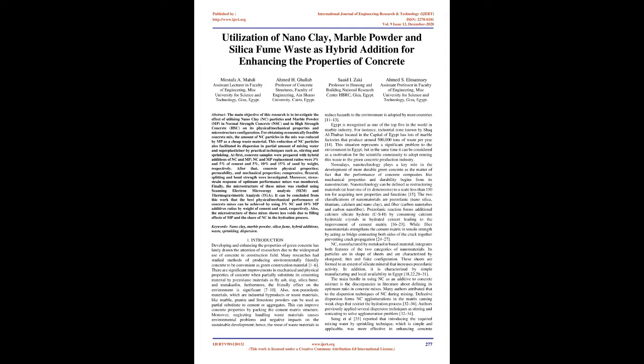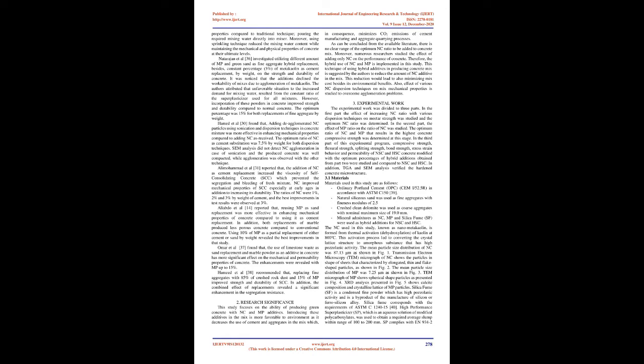Also, non-pozzolanic materials, which are industrial byproducts or waste materials, like marble, granite, and limestone powders can be used as partial substitute to cement or aggregates. This can improve concrete properties by packing the cement matrix structure. Moreover, neglecting handling waste materials causes environmental problems and negative impacts on the sustainable development. Hence, the reuse of waste materials to reduce hazards to the environment is adopted by most countries 11 to 13.